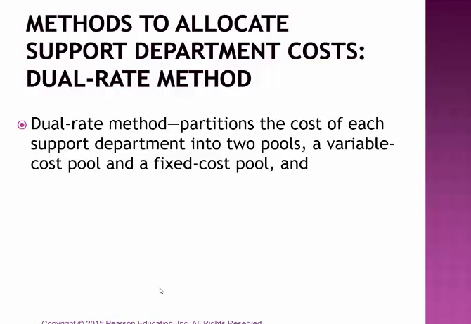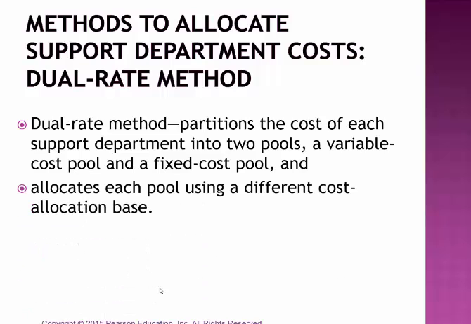Let's now go take a look at the other one, the dual rate method. The dual rate is going to take our information and partition it into 2 separate rates. All right, so we're going to gather those costs of the support department, but we're going to break them into 2 different pools, a variable cost pool and a fixed cost pool. And then we're going to come up with rates for variable cost and rates for fixed. And then we're going to allocate those out. All right? We will allocate each pool using a different cost allocation base.